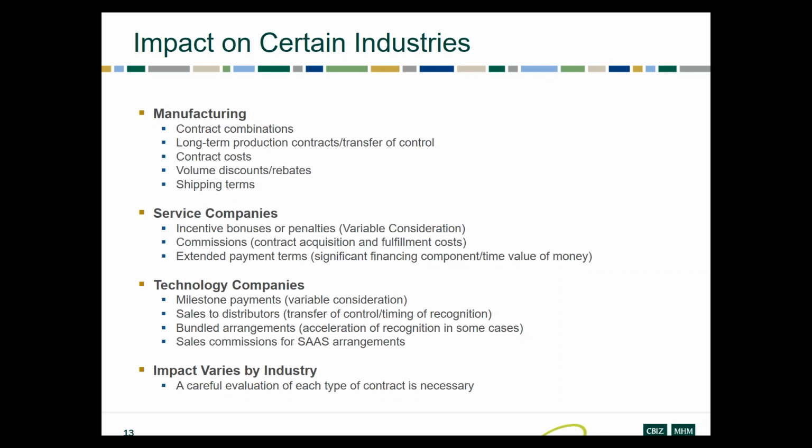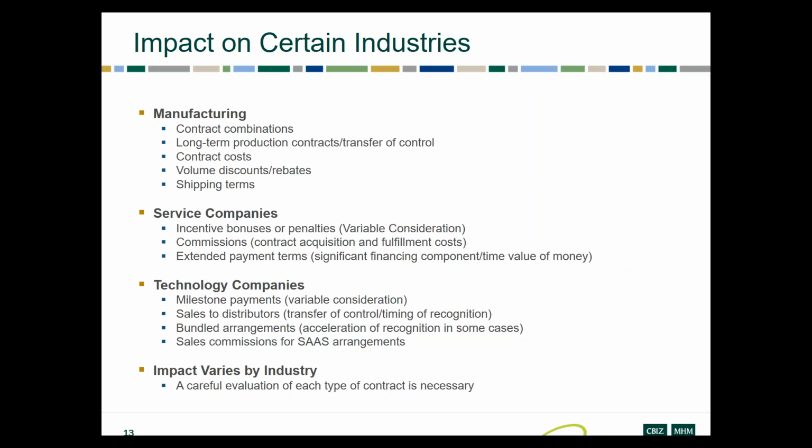Service companies, the effect is maybe slightly different or in some different areas. A lot of these arrangements have performance bonuses and/or penalties, and that brings into play variable consideration, which has to be calculated by one of the two acceptable methods. Commissions, technology companies have a few areas that may be affected more significantly.